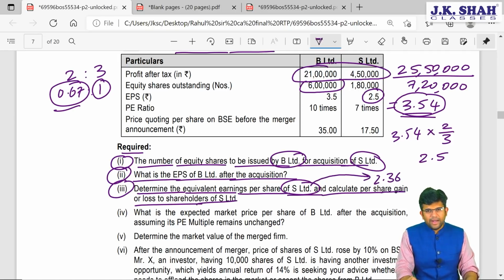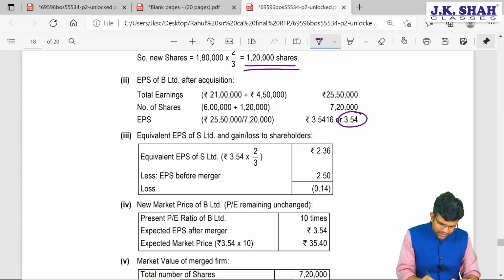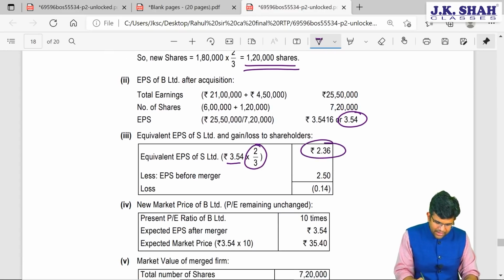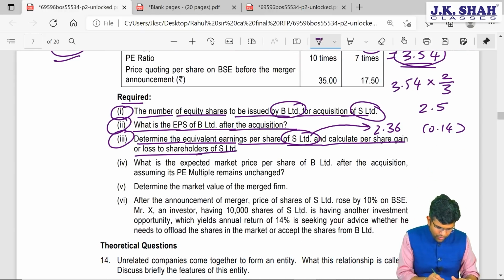Earlier they were getting 2.5 per share, so 2.36 minus 2.5, there is a loss of 0.14 to the shareholders of the target company. I'll just show the solution here. Can you see? 3.54 into 2 by 3, 2.36 minus the earlier EPS will give you a loss of 0.14, right? Moving on to point number 4.